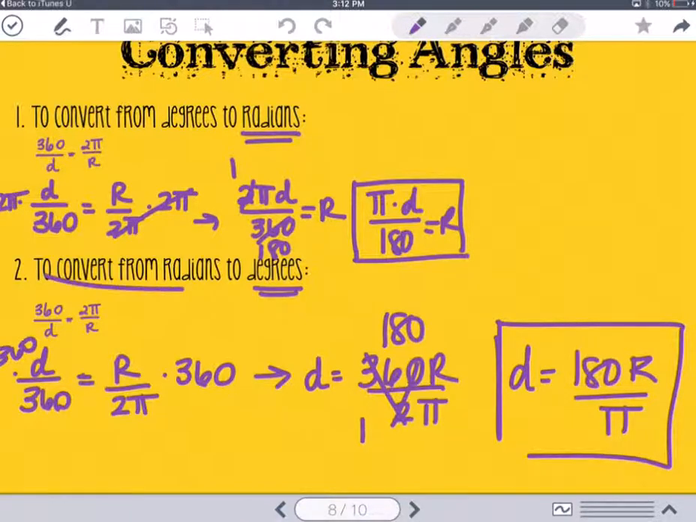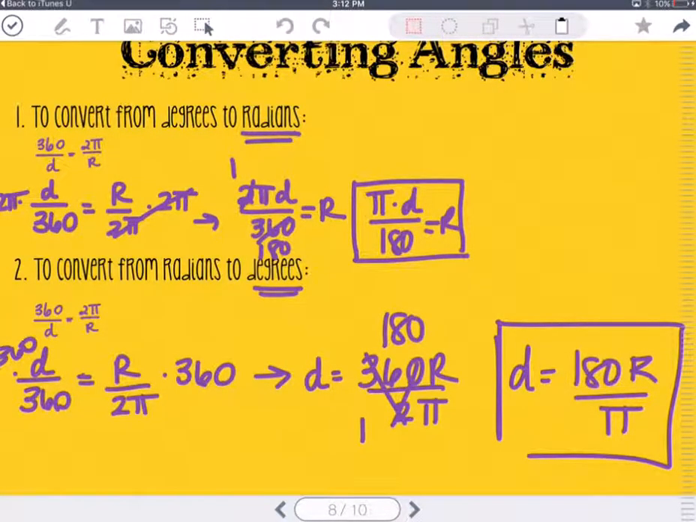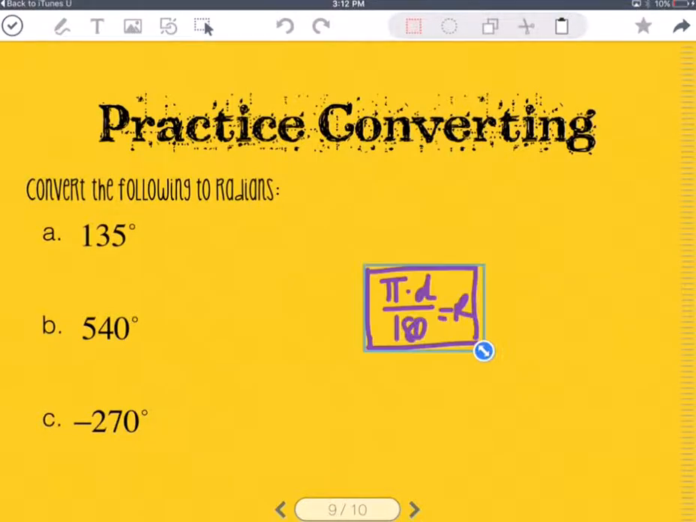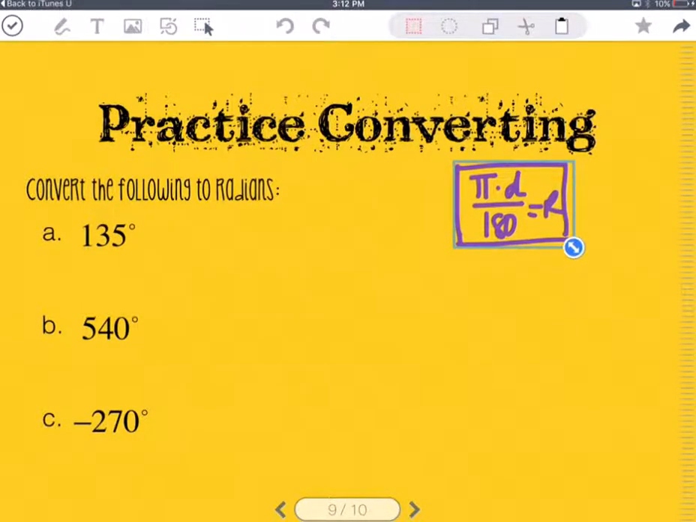You don't necessarily need to know how I derived it, but you do need to know these two formulas that are boxed. Okay? So this is how you can convert from one to the other. What I'm going to do is copy this top one here. And anytime we have to convert from degrees to radians, I'm going to use that. So here we have to convert from degrees to radians. So this is the formula that we'll be using.